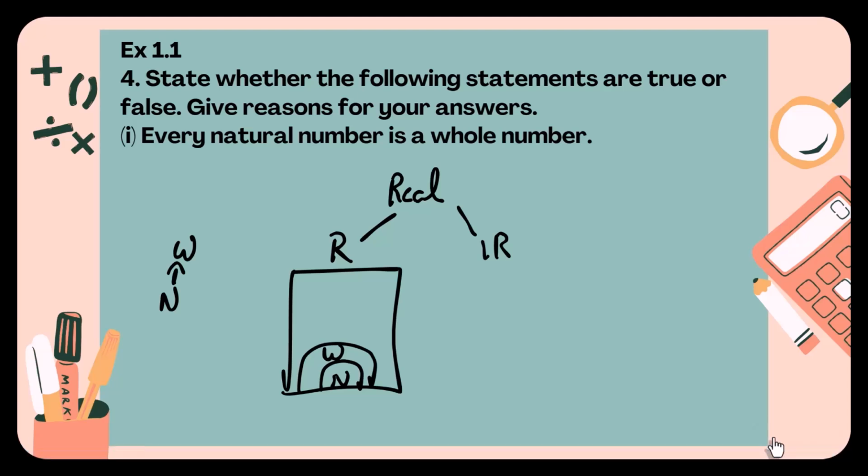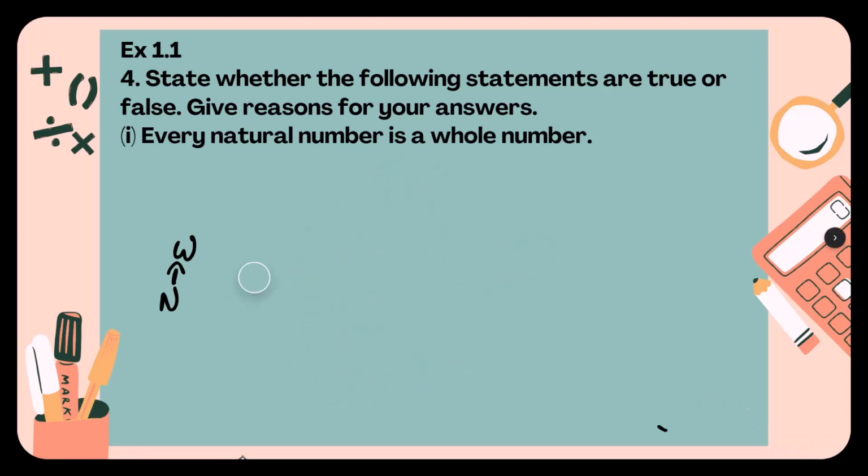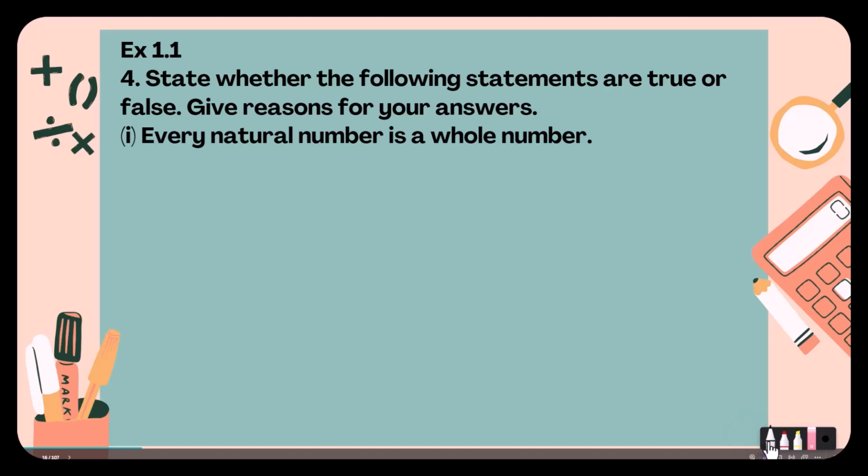No, because 0 is there, right? Is every natural number a whole number? Yes, right? So is every natural number inside the whole numbers? Yes. That's why I drew the diagram for you to understand. That's an easy way to understand, okay? So you can clearly say yes. Every natural number is a whole number.